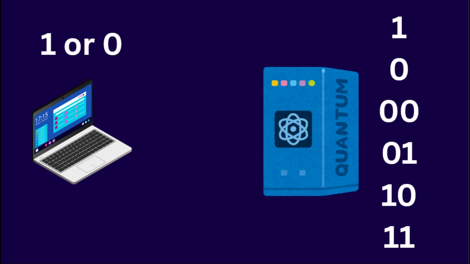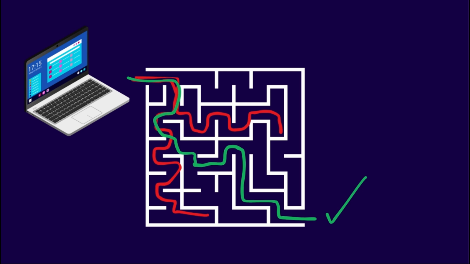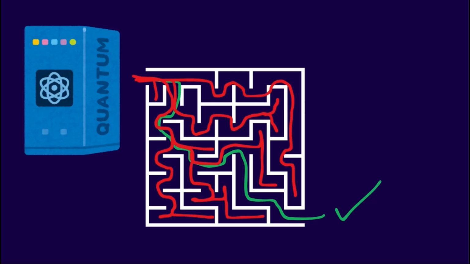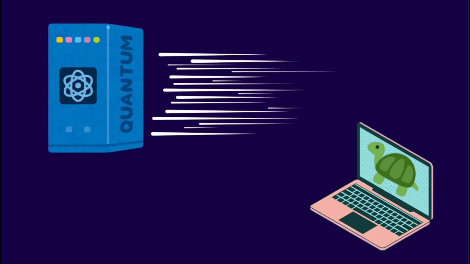If a regular computer flips one coin at a time, a quantum computer spins every coin at once, exploring multiple possibilities simultaneously. Let's say you're in a maze and you need to find the exit. A regular computer would check one path at a time until it finds the right way out. A quantum computer can explore all possible paths at the same time and instantly knows which one is correct. That's why quantum computers have the potential to solve problems in seconds that would take classical computers thousands of years to do.